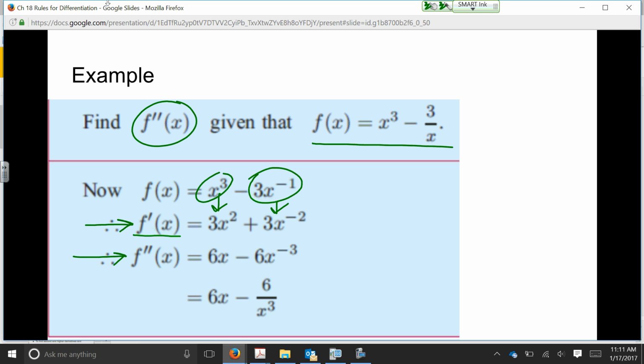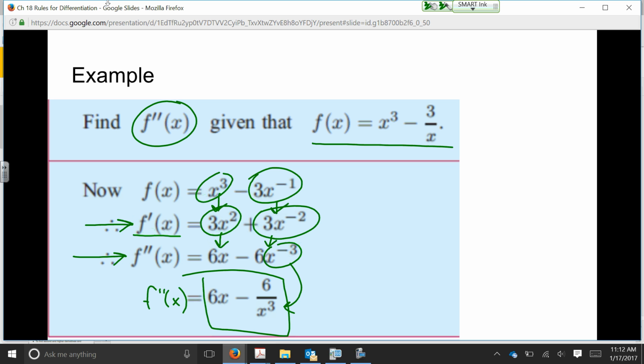And we see here we have 3x squared. The derivative there is just 6x. And when we have 3x to the negative second, that's going to become negative 6x to the negative third. And then go ahead and move your x to the negative third to the bottom to get your final answer, your final second derivative as 6x minus 6 over x to the third.